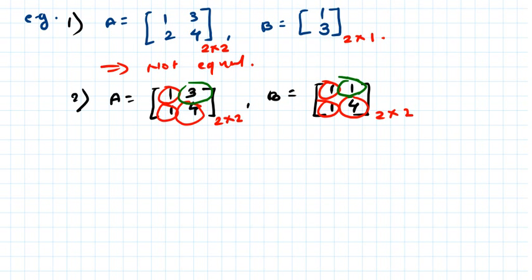Okay, so the corresponding elements are not the same. It means that the matrices A and B are not equal. So this implies A is not equal to B.